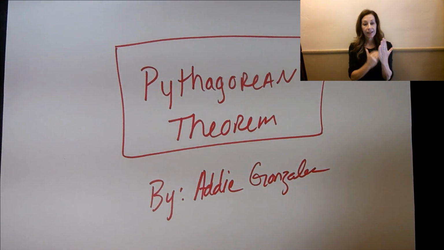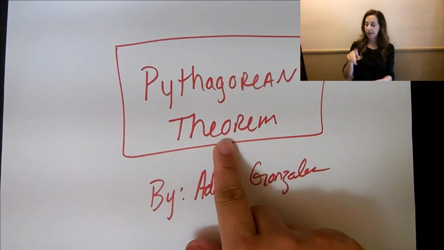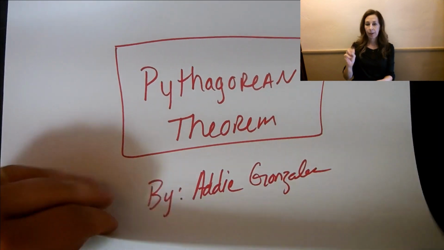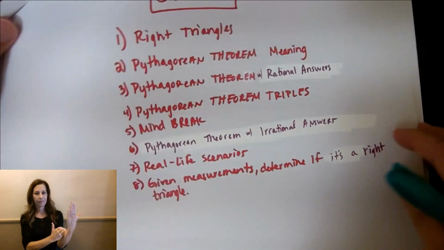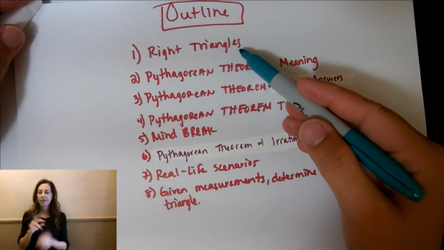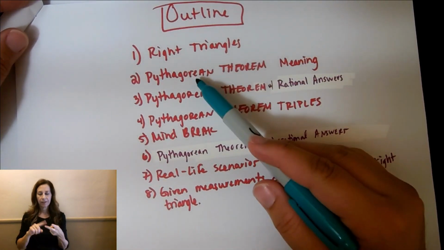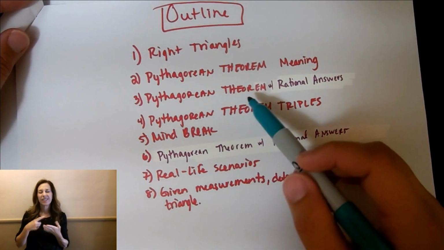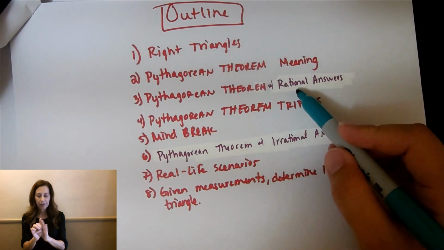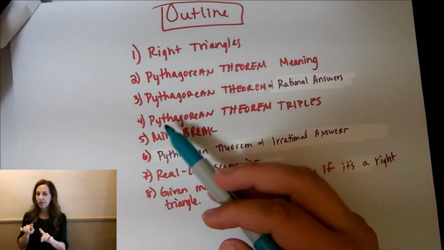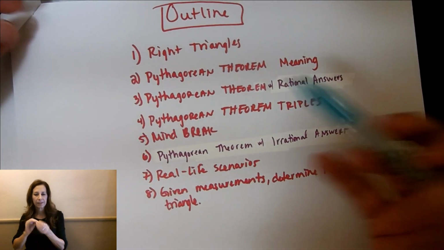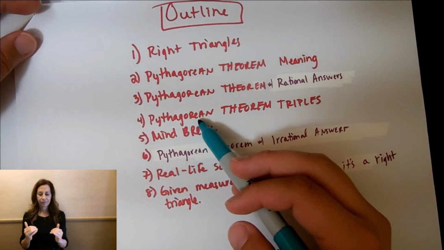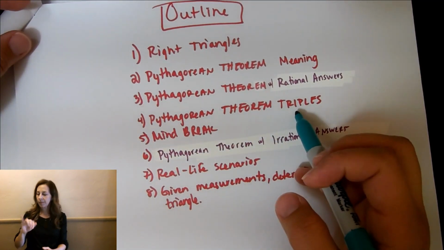In this lesson, we will be learning about the Pythagorean theorem. This is our lesson outline. We will talk a little bit about right triangles. Then we'll talk about the Pythagorean theorem meaning. Then we'll talk about the Pythagorean theorem with some examples with rational answers, pretty much whole number answers. Then we will be looking at and talking about Pythagorean triples.